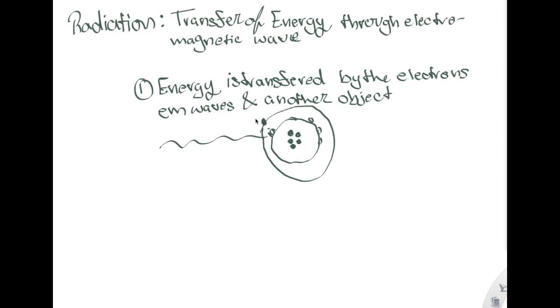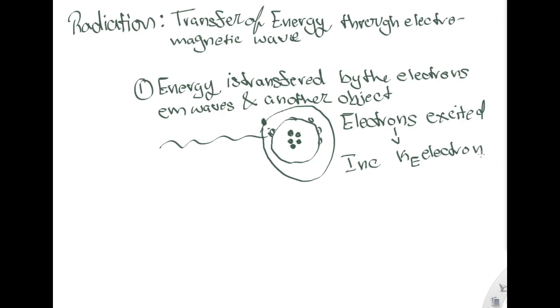So the electrons are excited, which increases the kinetic energy of the electron, and in turn, the kinetic energy of the atom, which in turn increases the kinetic energy, and an increase in kinetic energy increases temperature.